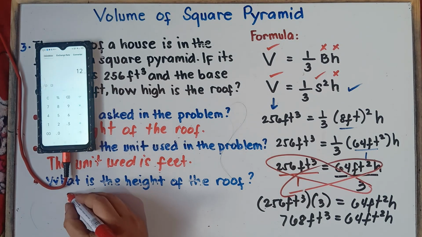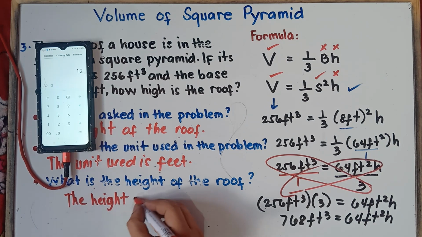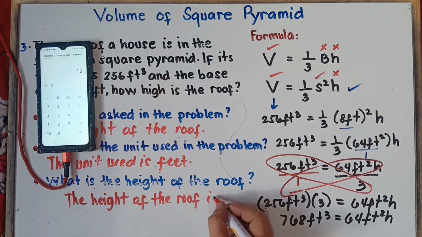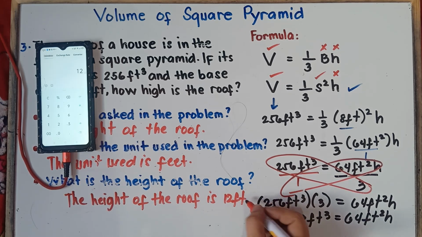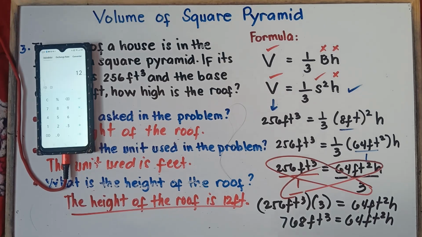So therefore, the height of the roof is 12 feet. That's it, class. All set for example number 3. Quite complicated, right, for number 3.